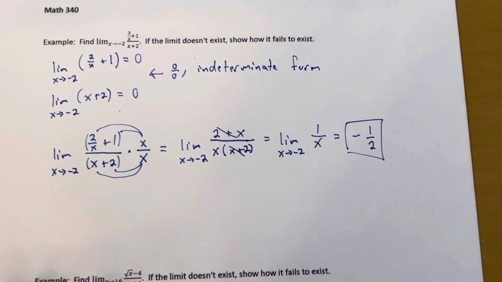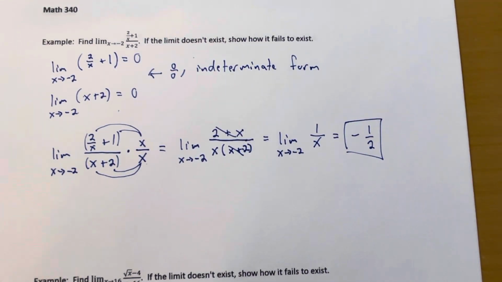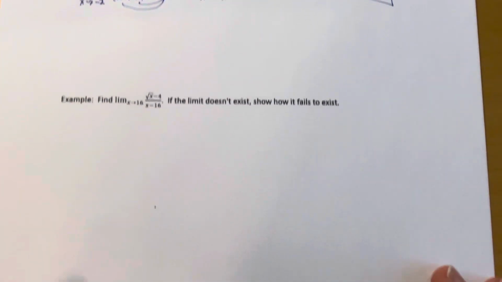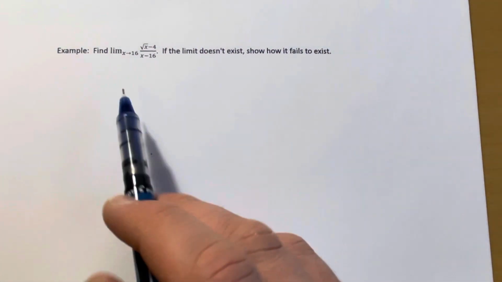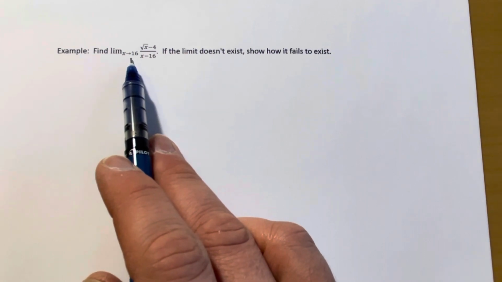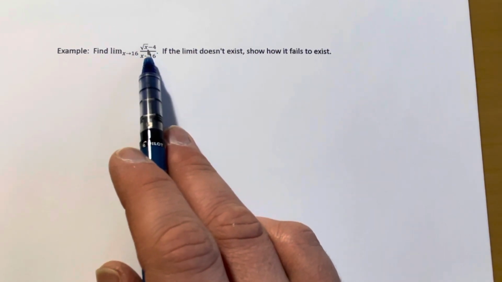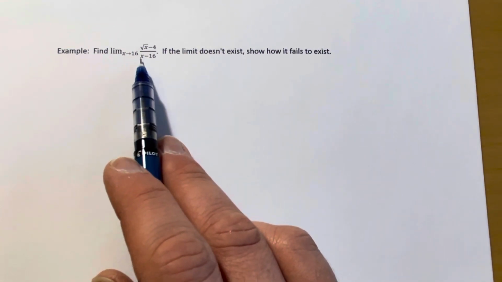That's basically the big thing to take away from this section: some algebraic manipulation can make these limits doable. Okay, a couple more examples. Next one, I want to find the limit as x approaches 16 of the square root of x minus 4 over x minus 16. And if it doesn't exist, we'll talk about how it fails to exist.